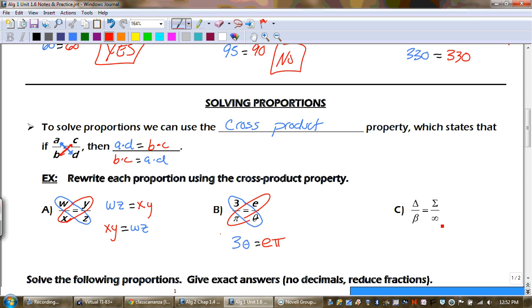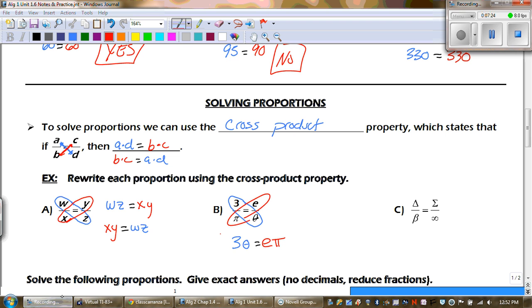So, why don't you guys try C? Go ahead and pause the video and see how you do.